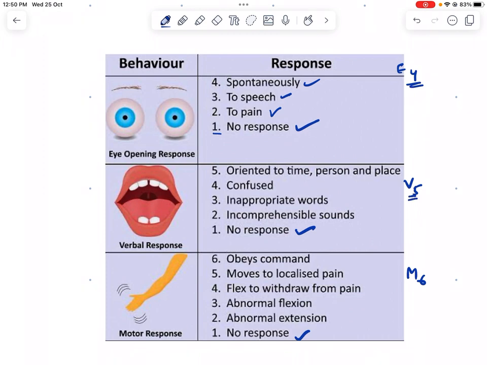Then V5. For V5 we have to remember the mnemonic OCIIN, meaning oriented. 4 points is for confused state, 3 is for inappropriate words. Remember words come first, after that sounds, because first the person says words, like if we ask do you want to drink tea, he says no. Do you want to drink water? Yes. So these are some words he used to say.